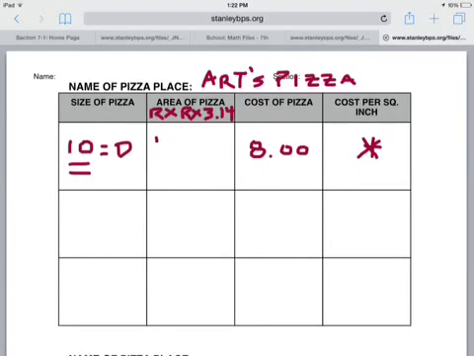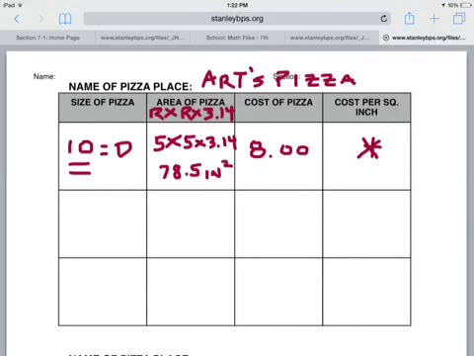And in this particular problem, we've got a 10-inch pizza, so that's the diameter, right? So the radius is going to be half of that. So we are looking at 5 times 5 times 3.14. That's going to be the very first step in all of these problems, is to start with the area of the pizza. So the area here is going to be 78.5 inches squared.